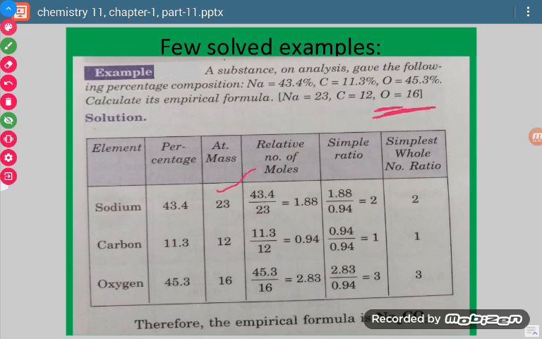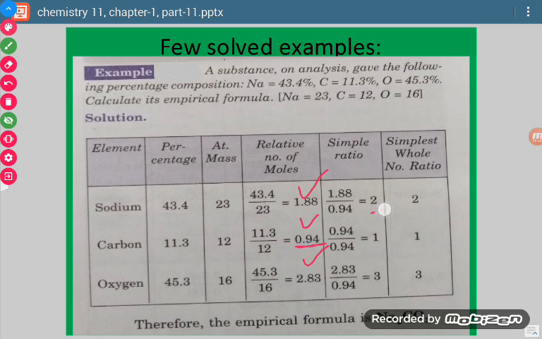Now we have written atomic masses of all the three. We will divide each percentage by its atomic mass. Now here we have to solve this till 2 decimal places. Once we solve this, we have to see out of those values obtained which is the smallest. Whichever is the smallest, with that we will divide all these three. This and this will be divided by 0.94.